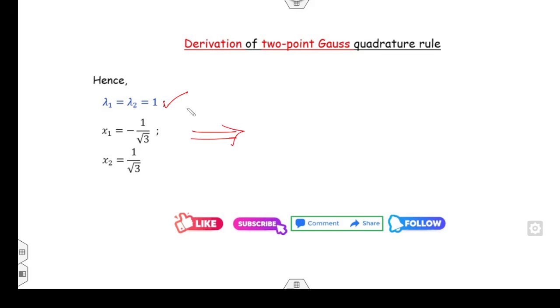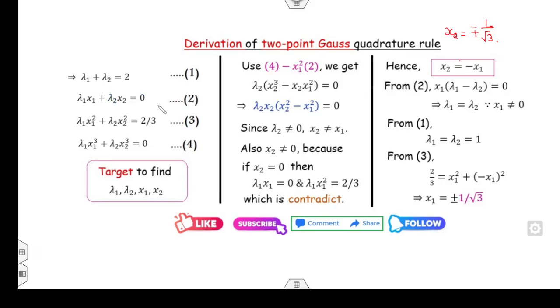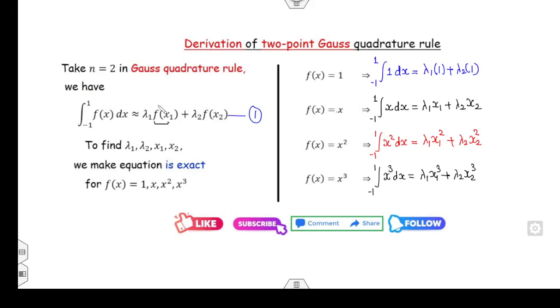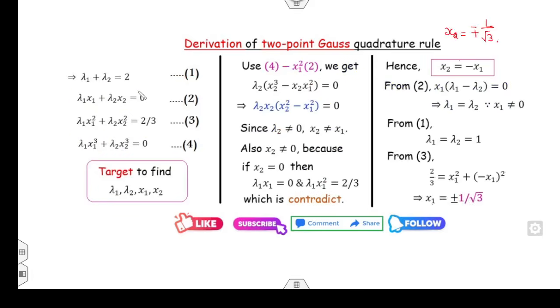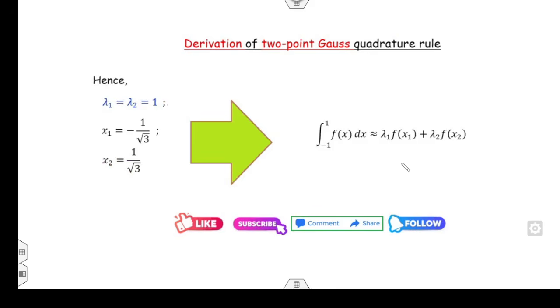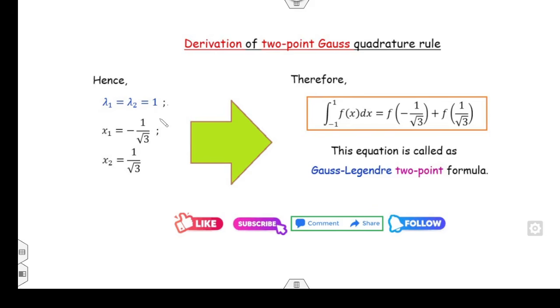So you can substitute the values of lambda 1, lambda 2, x1 and x2 in the given equation. So your Gauss quadrature 2-point formula becomes this. Here I can substitute the values: lambda 1 is 1, x1 is minus 1 by root 3, and so on. And this equation is known as the Gauss-Legendre 2-point formula.